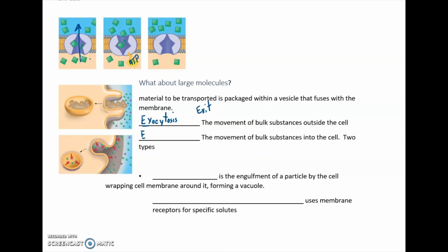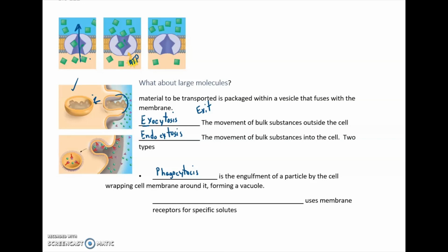Endocytosis is things going in. And we're going to look at two different types of endocytosis. We'll look at phagocytosis, which is the engulfment of a particle by the cell wrapping the membrane around, forming a vacuole. And we have a picture of that here. The cell just wraps itself around this and makes this vesicle.